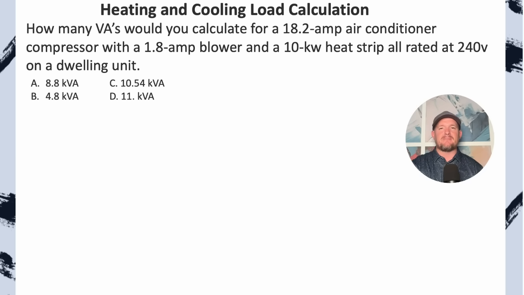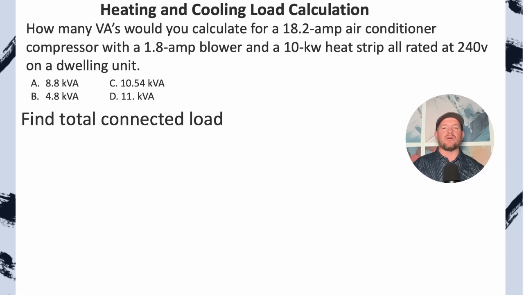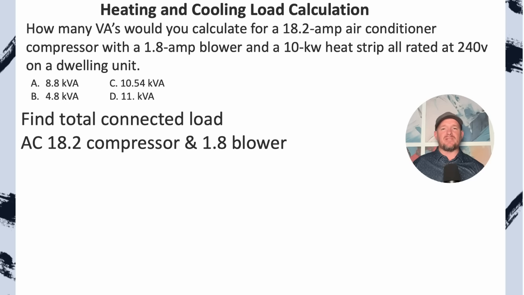Let's get to it. How many VAs would you calculate for a 18.2 amp air conditioner compressor with a 1.8 amp blower and a 10 kW heat strip, all rated 240 volts on a dwelling unit? Step one, we're going to find our total connected load. We're going to do the AC first, and then we're going to do the heat second. So our starting amperage for our AC would include the compressor, but we can't forget the blower motor. Whether we're calculating heating or cooling, we have to be able to circulate that air.